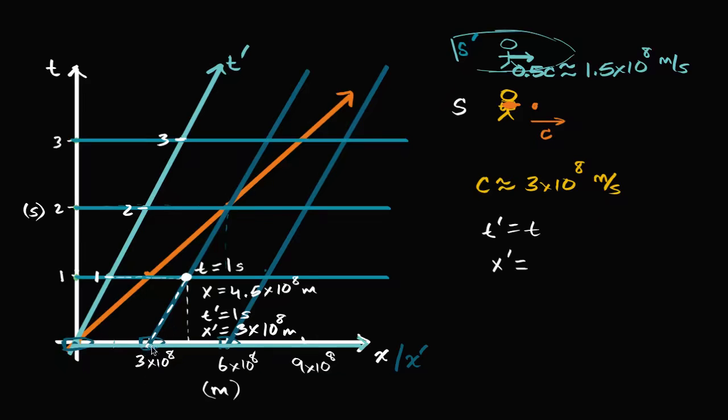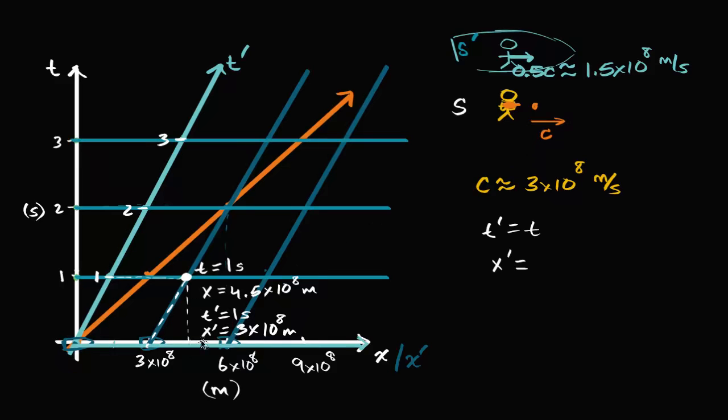Because in her frame of reference, that spaceship looks stationary because it's moving with the exact same relative velocity to me. It's going to continue to stay 3 times 10 to the 8th meters in front of her, which is exactly what we see. So that's why its x prime coordinates stay 3 times 10 to the 8th meters. From my point of view, it's getting further and further away from me at the relative velocity of 1.5 times 10 to the 8th meters per second.